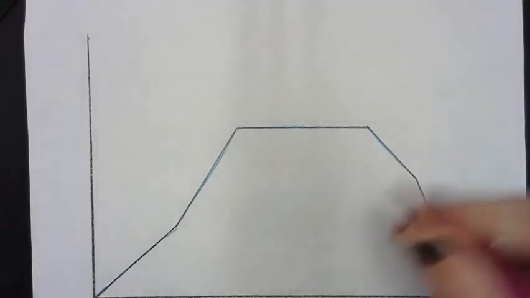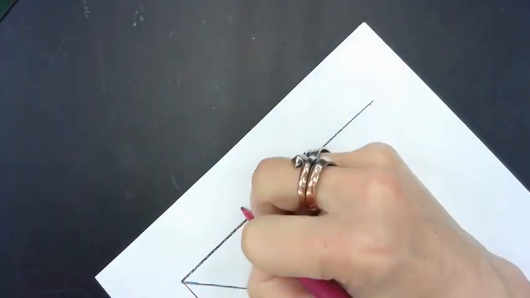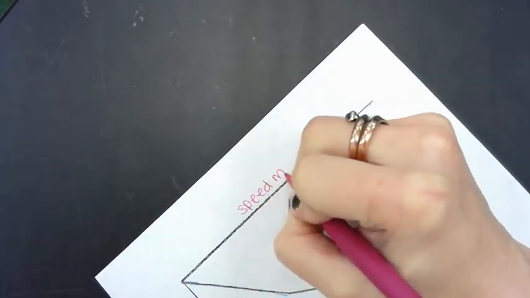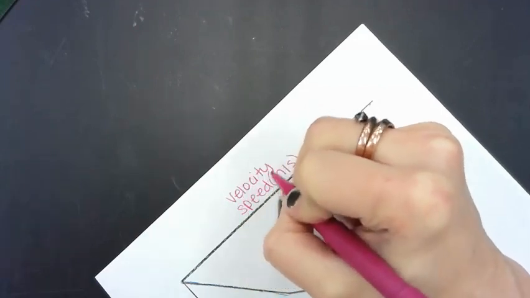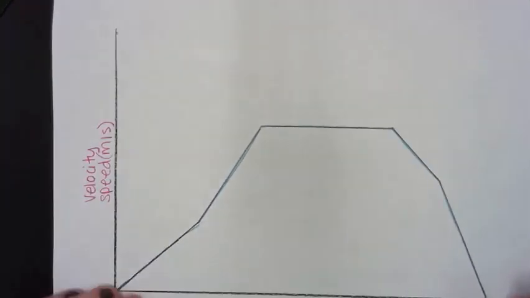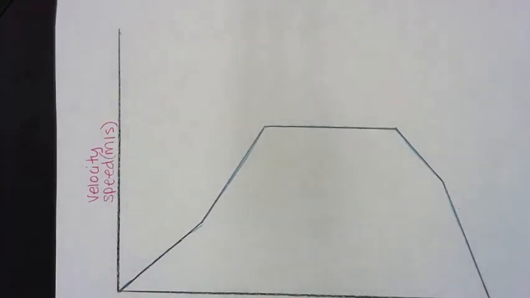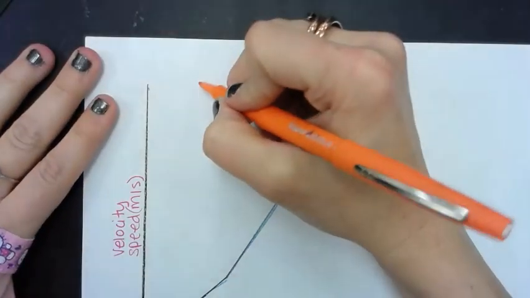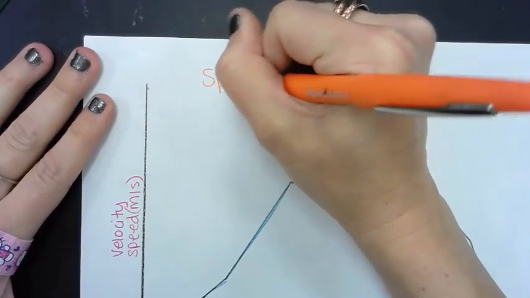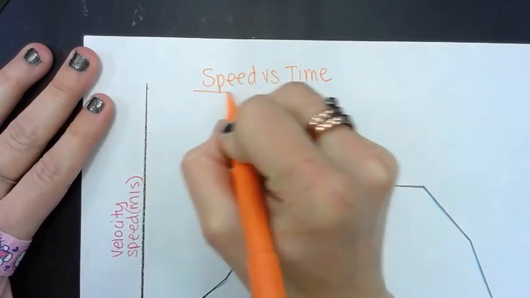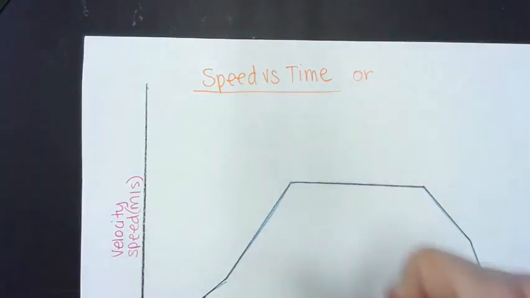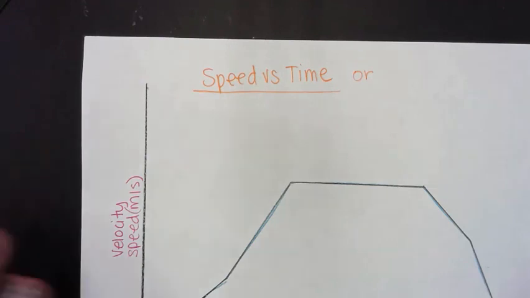Across the bottom, you can't see, but the X-axis is going to have time, and the Y-axis has speed in meters per second, or velocity. Time would be measured in seconds across the bottom, the X-axis. This is a speed versus time graph, since I graphed speed on the y-axis and time across the x-axis.